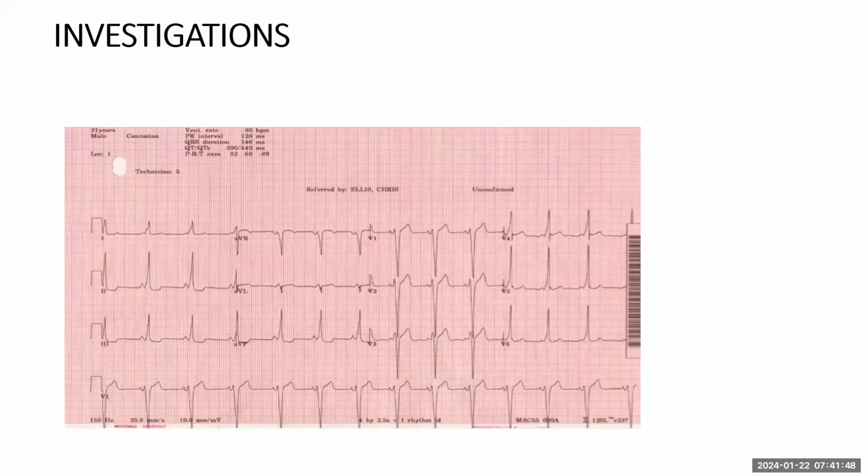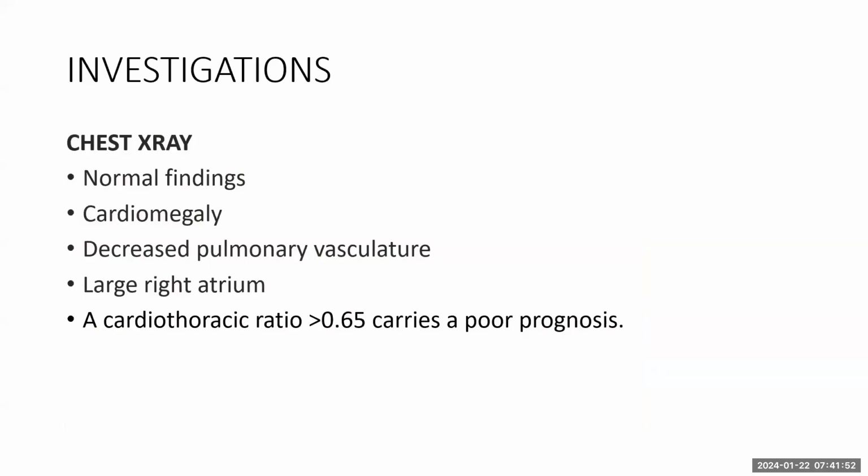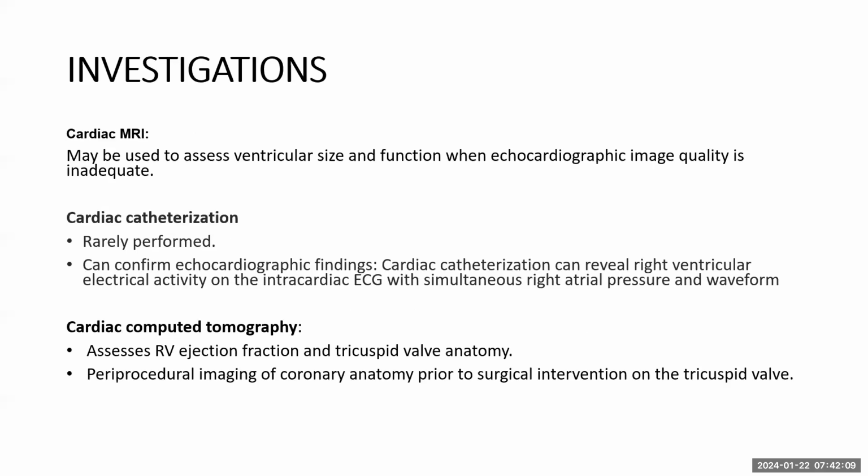So the next investigation is chest X-ray. Chest X-ray in these patients may be normal. You can also find cardiomegaly. There may be decreased pulmonary vasculature, the large right atrium. Then a cardiothoracic ratio greater than 0.65 is a poor prognostic factor.